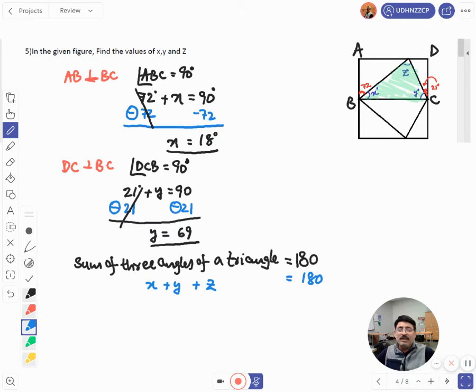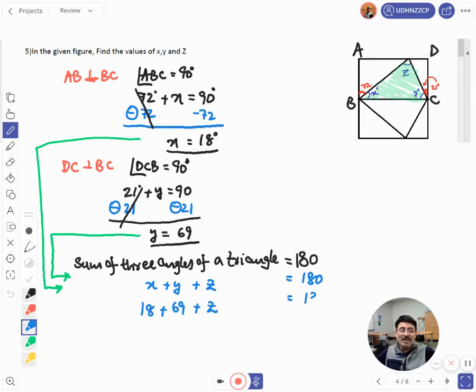Now, what is the value of x you got? And what is the value of y you got? Please bring them here and plug in, then you get the answer. So I know that x is 18 degrees, y is 69, plus z, I don't know, equals 180.